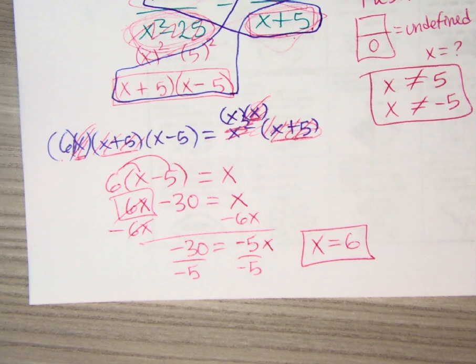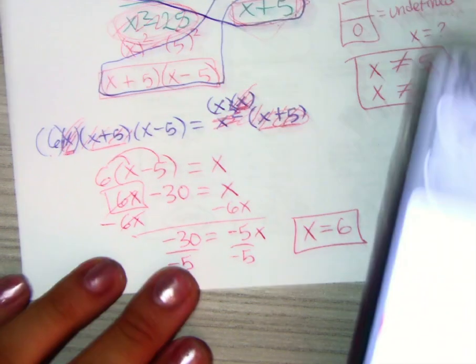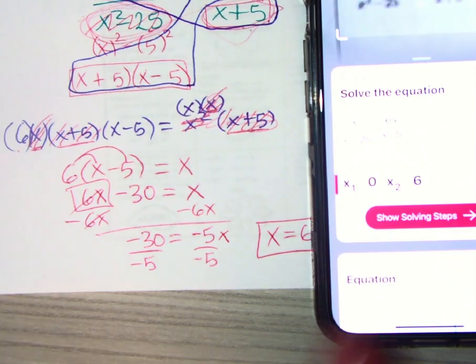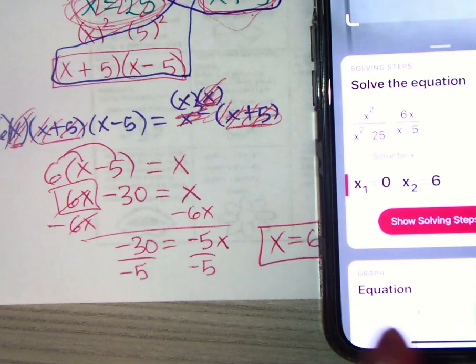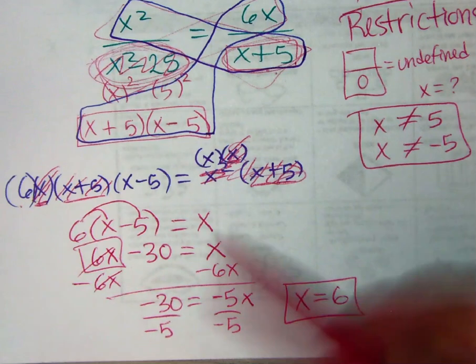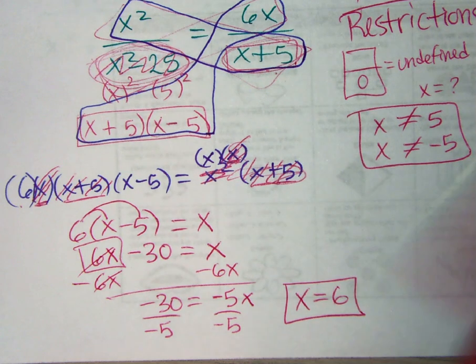So I'm going to use Photomath just to triple verify that this is correct. Let me scan it again. Okay, so this is saying that we are going to have 0 and 6. The reason we have that 0 is because of the x that we took out, I'm assuming.